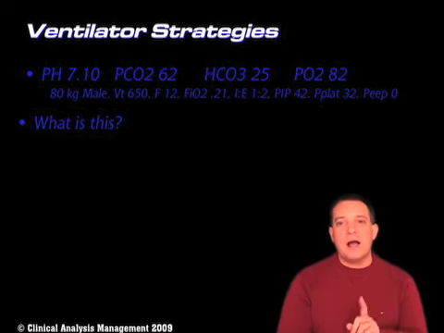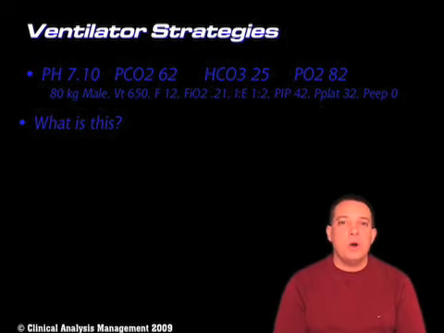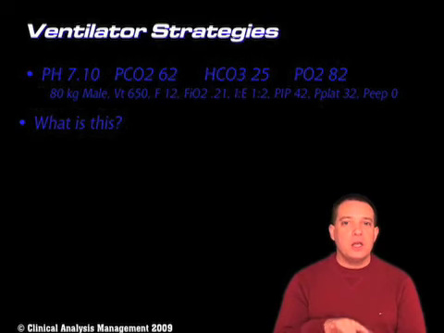Now remember that if the first name was uncompensated, we had one last thing to do. We had to go back and look at whichever number, the CO2 or the bicarb, did not match, and ask ourselves if it was going in the opposite direction.